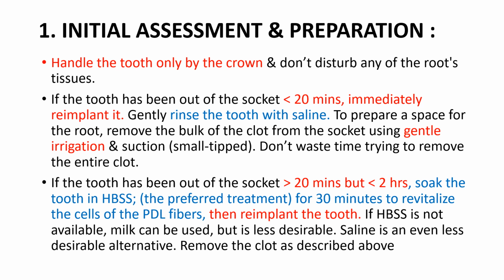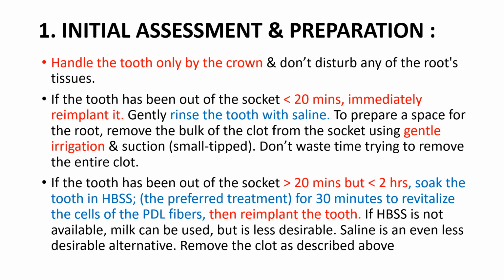Initial assessment and preparation. Handle the tooth only by the crown and don't disturb any of the root's tissues. If the tooth has been out of the socket less than 20 minutes, immediately reimplant it. Gently rinse the tooth with saline. To prepare a space for the root, remove the bulk of the clot from the socket using gentle irrigation and small-tipped suction. Don't waste time trying to remove the entire clot.